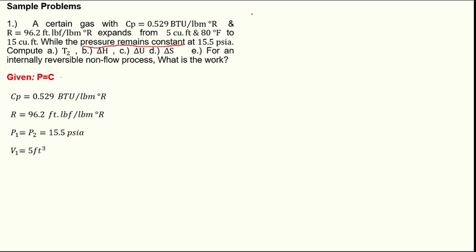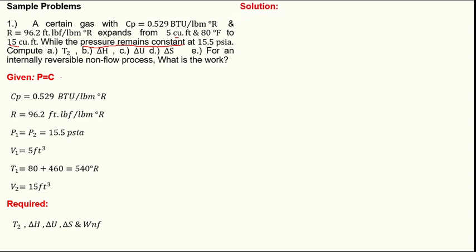Meron tayong V1, 5 cubic feet. Ito yan. And meron tayong T1 which is 80 degrees Fahrenheit. Gawin lang nating absolute, so magiging 540 degree lang tayo. We have V2 which is 15 cubic feet. So ang tinatanong, malinaw na malinaw, T2, delta H, delta U, delta S, and work non-flow.